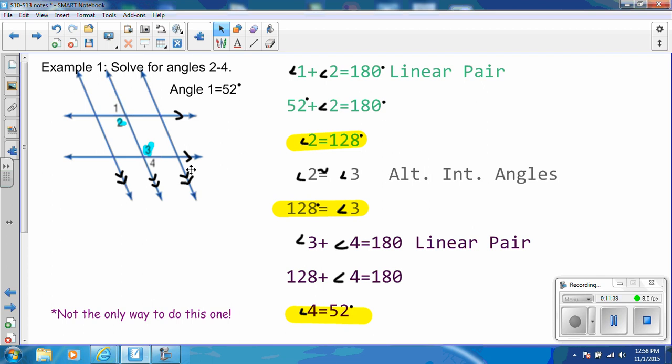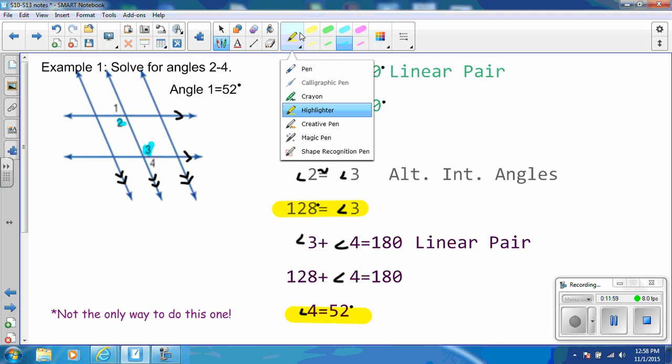Then I move on. How do 3 and 4 relate to each other? 3 and 4, they're a linear pair: two angles that are right next to each other, or adjacent, and they make a line. Here's that line they make. So angle 3 and angle 4 equal 180 degrees. Let me add something.